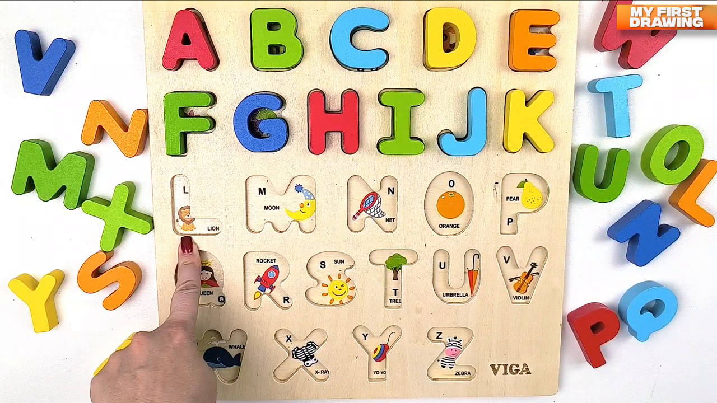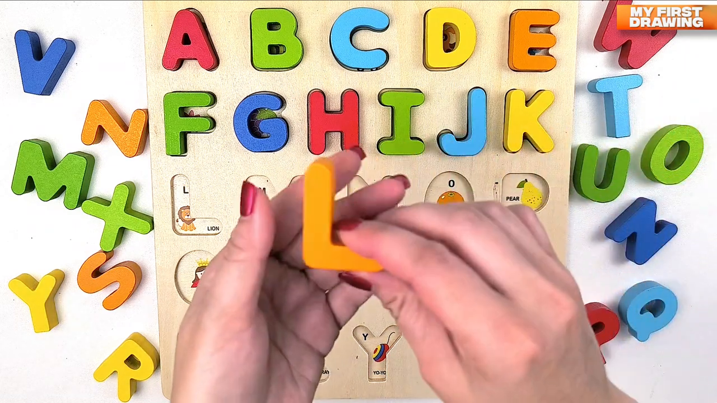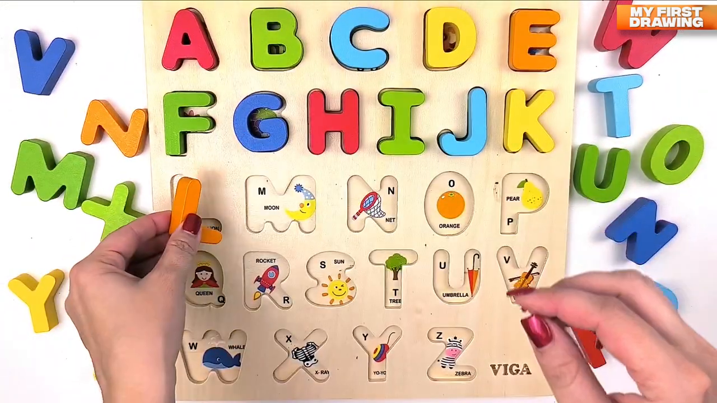Letter L is next. L looks like a lion. Where's our letter L? It's orange. Good. Yes, this is the letter L.